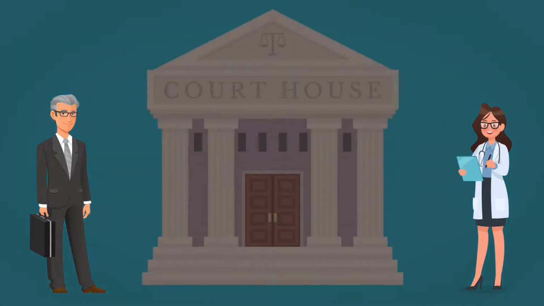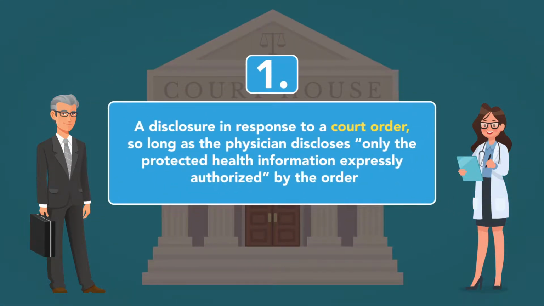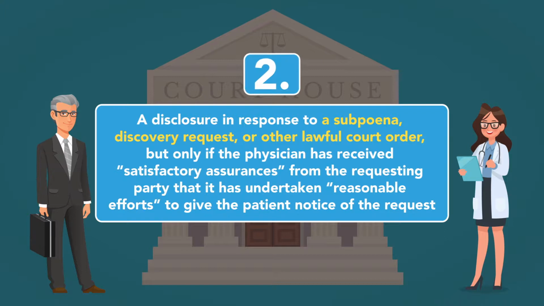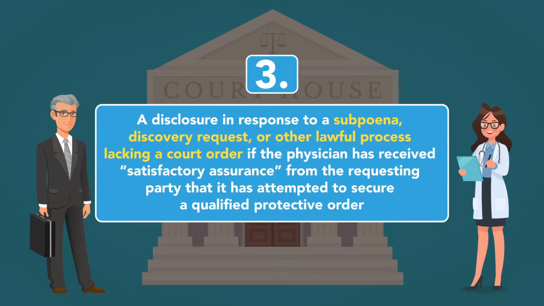This exception applies in 3 cases. The first scenario is in response to a court order, so long as the physician discloses only the protected health information expressly authorized by the order. The second scenario involves a disclosure in response to a subpoena, discovery request, or other lawful court order, but only if the physician has received satisfactory assurances from the requesting party that it has undertaken reasonable efforts to give the patient notice of the request. The third scenario involves a physician's disclosure in response to a subpoena, discovery request, or other lawful process lacking a court order if the physician has received satisfactory assurance from the requesting party that it has attempted to secure a qualified protective order.